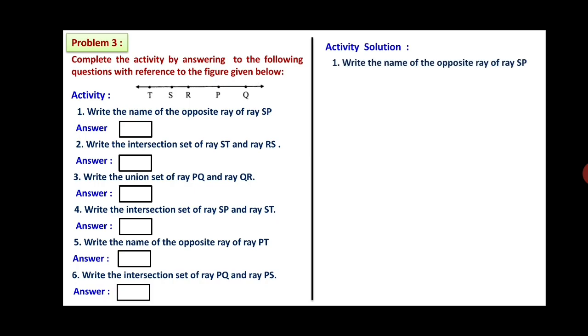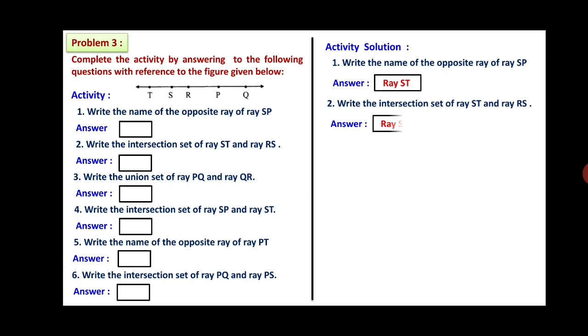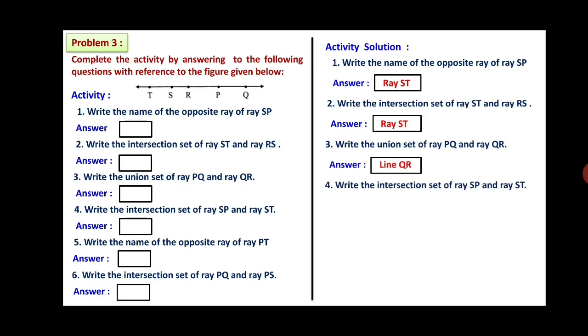Number 1: write the name of the opposite ray of ray SP. So the answer is ray ST. Write the intersection set of ray ST and ray RS. So the answer is ray ST. Write the union set of ray PQ and ray QR. The answer is line QR. Write the intersection set of ray SP and ray ST. So the answer from the figure is point S.